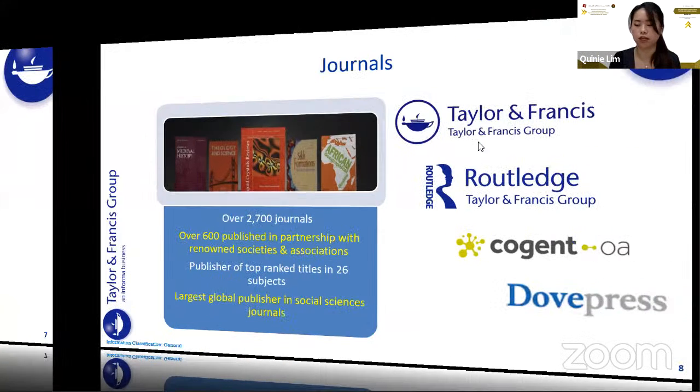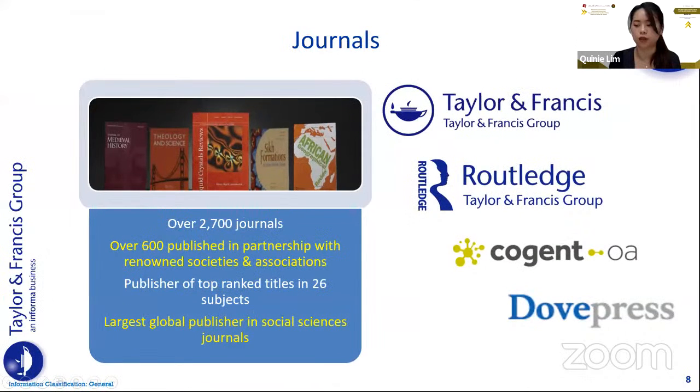So a bit about our content. Earlier, Isa mentioned as well that we have over 2,700 journals, and we also have the world's largest program of social science and humanities journals published by Routledge, which is what UP System has subscribed to. We also have cutting-edge theoretical applied science, technology, and medicine content, as well as Cogent OA, which is a broad spectrum of open access journals.